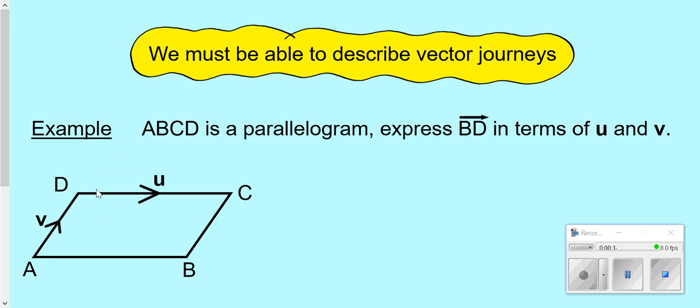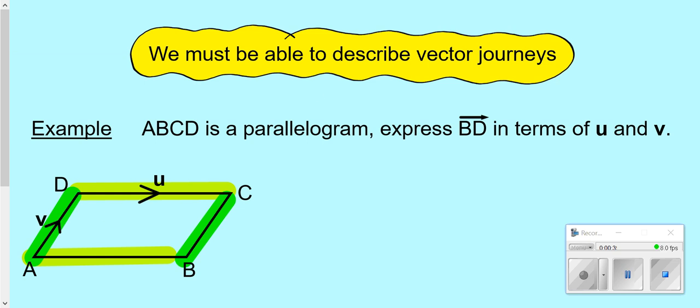What I have here is a parallelogram. So DC and AB are the same length and parallel. AD and BC are also the same length and parallel. So I know that D to C is parallel with A to B, and they're the same length. And I know that A to D and B to C are parallel and the same length.